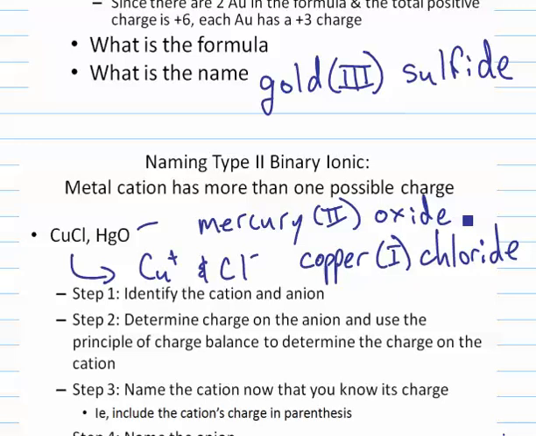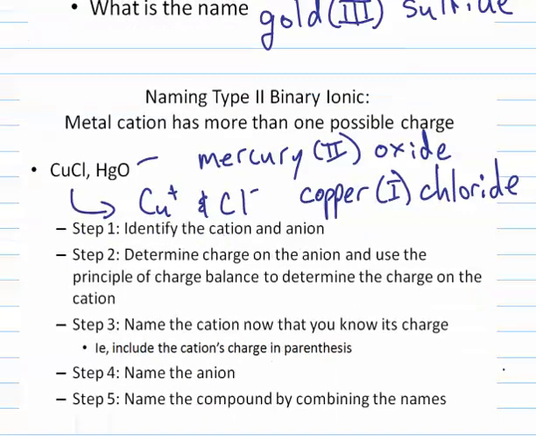Okay, always writing the cation followed by the anion, and when we have these type 2 metals, we must indicate the charge with a Roman numeral. We never use a Roman numeral for our type 1 binary compounds. In fact, we don't use these Roman numerals for anything other than these type 2 metals that can have more than one possible charge.